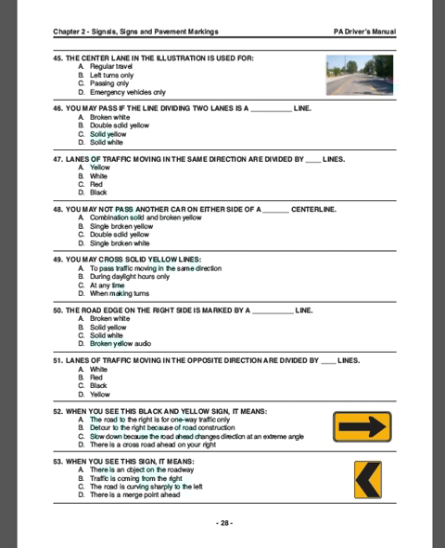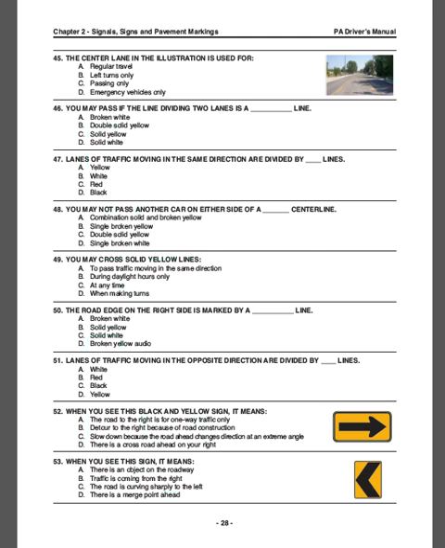47. Lanes of traffic moving in the same direction are divided by what color lines? A, yellow. B, white. C, red. D, black. The answer is letter B. White lines divide traffic moving in the same direction.